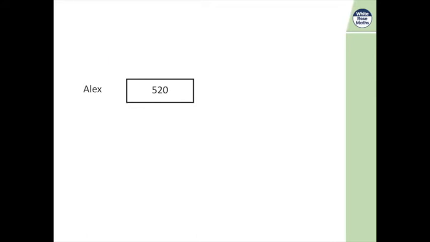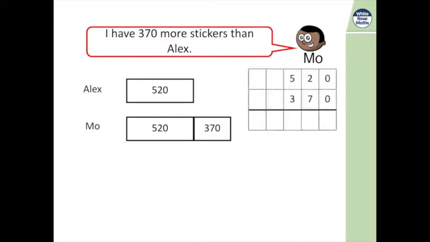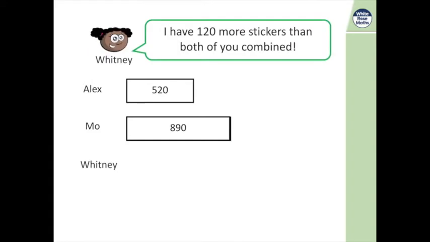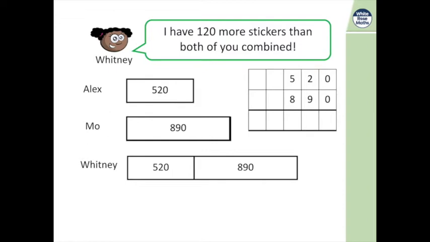Here is Alex's 520 stickers represented as a bar model. Mo says, I have 370 more stickers than Alex. So Mo's stickers will be Alex's 520 plus Mo's 370. Add the two together, should give you an answer of 890. Now Whitney, she has 120 more stickers than both Alex and Mo combined. So we need to add together Alex and Mo's number to get an answer of 1,410.